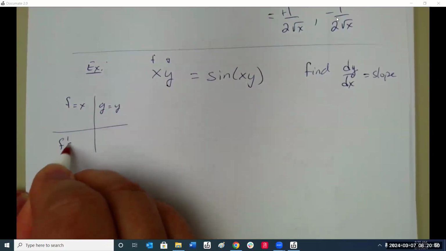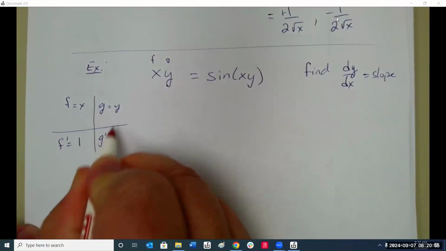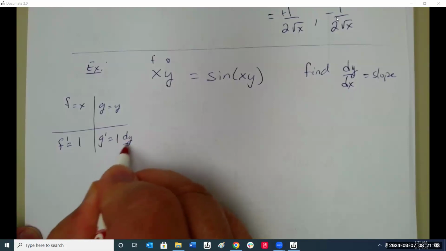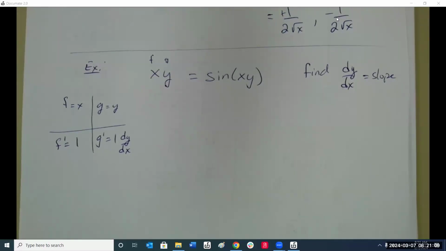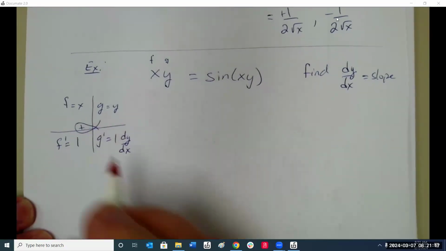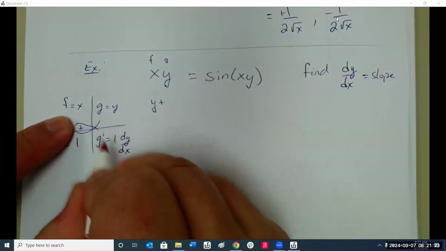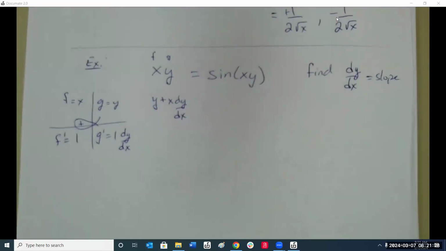So the derivative of f of x is what? 1. The derivative of y is what? What else? Whenever you take a derivative of y, you have to put that dy dx behind it. Remember, y is a function of x. We get y times 1, which is y, plus x times 1, which is x, dy dx. That's the left side.